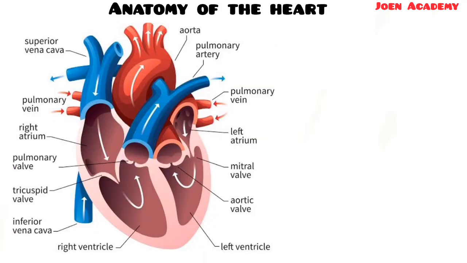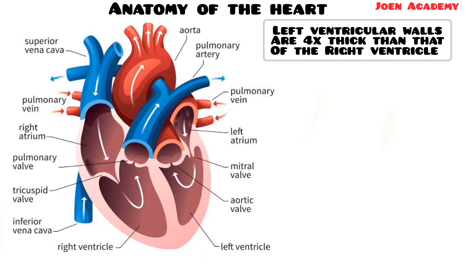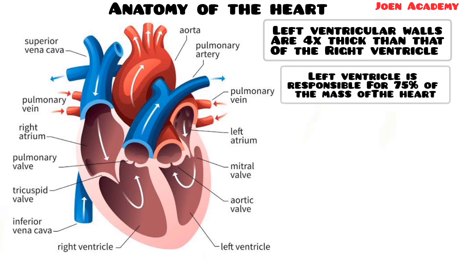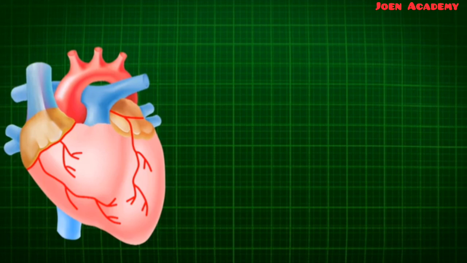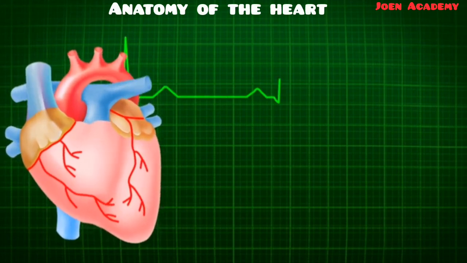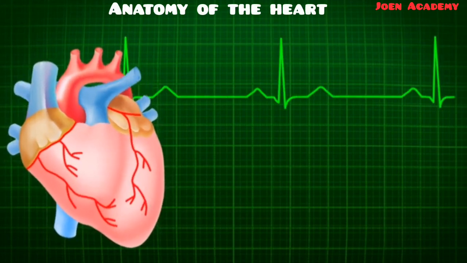The walls of the left ventricle are about 4 times thicker than that of the right ventricle. It is actually responsible for 75% of the mass of the heart. And the reason for this greater mass of the left ventricle is because it does the main pumping job of pushing blood to all parts of the body except the lungs.